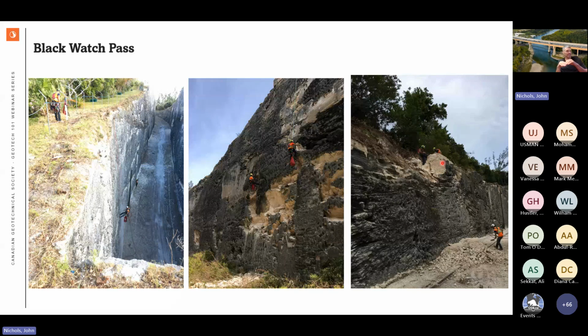And it didn't take much to give these a push, and they came down. And you can see this is not a very strong rock. It really breaks up pretty quickly, but it still contains these discontinuities that control some of the sliding.